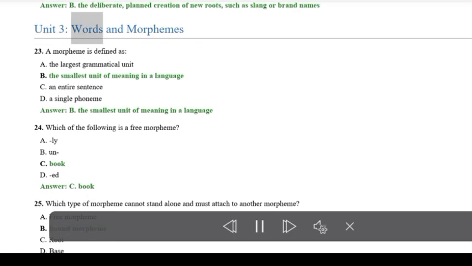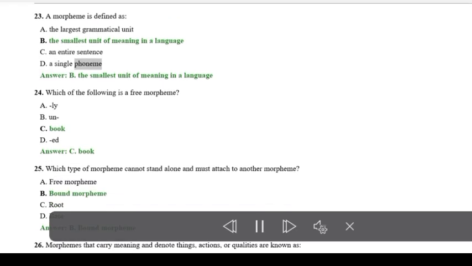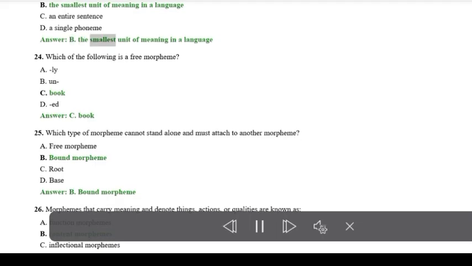Unit 3, Words and Morphemes. 23. A morpheme is defined as A. The largest grammatical unit. B. The smallest unit of meaning in a language. C. An entire sentence. D. A single phoneme. Answer: B. The smallest unit of meaning in a language.